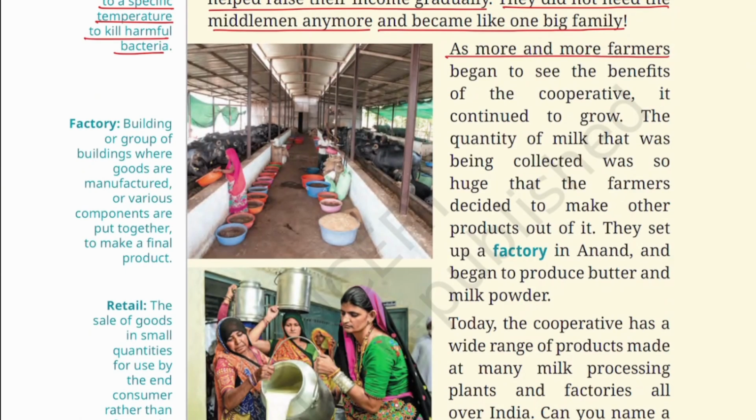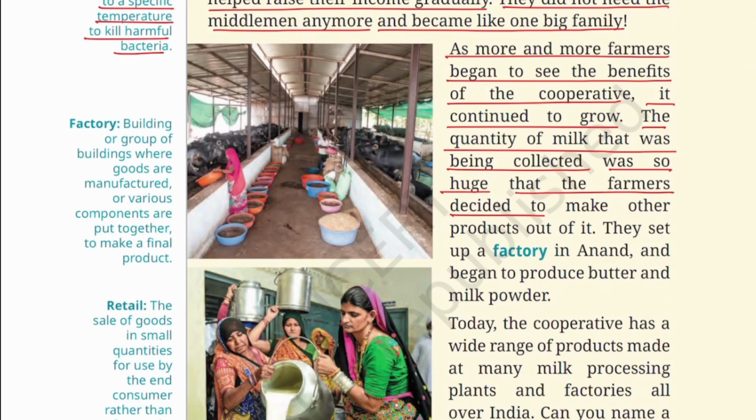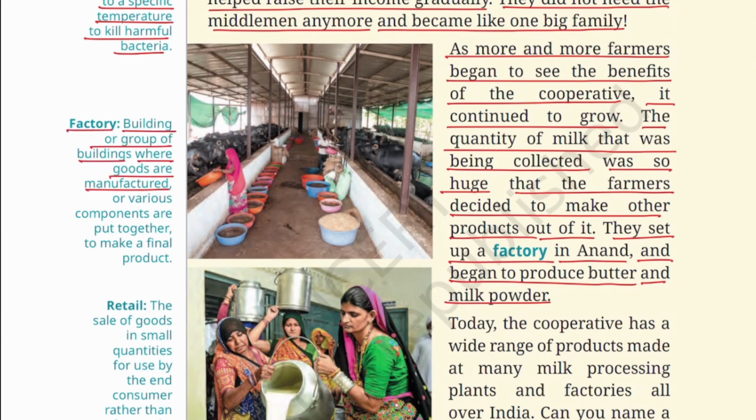As more and more farmers began to see the benefits of the cooperative, it continued to grow. The quantity of milk that was being collected was so huge that the farmers decided to make other products out of it. They set up a factory in Anand and began to produce butter and milk powder. Factory, building or group of buildings where goods are manufactured or various components are put together to make a final product.